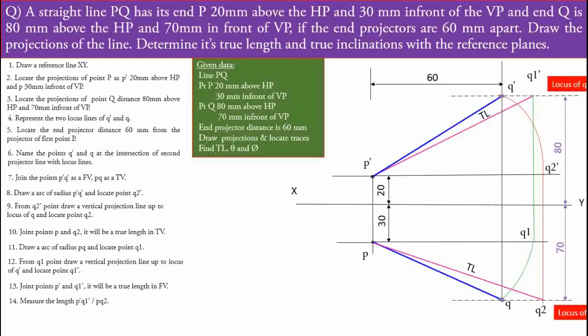Okay, and the angles theta and phi: we have to measure the angle of the true length with the horizontal line in the front view and in the top view and note the values. That will be the angles theta and phi. The angle of the true length with the horizontal in the front view will be the angle theta, and the angle of the true length in the top view with the horizontal will be the angle phi. We just measure with the help of an angle measuring device the exact value of that theta degree inclination and phi degree inclination.